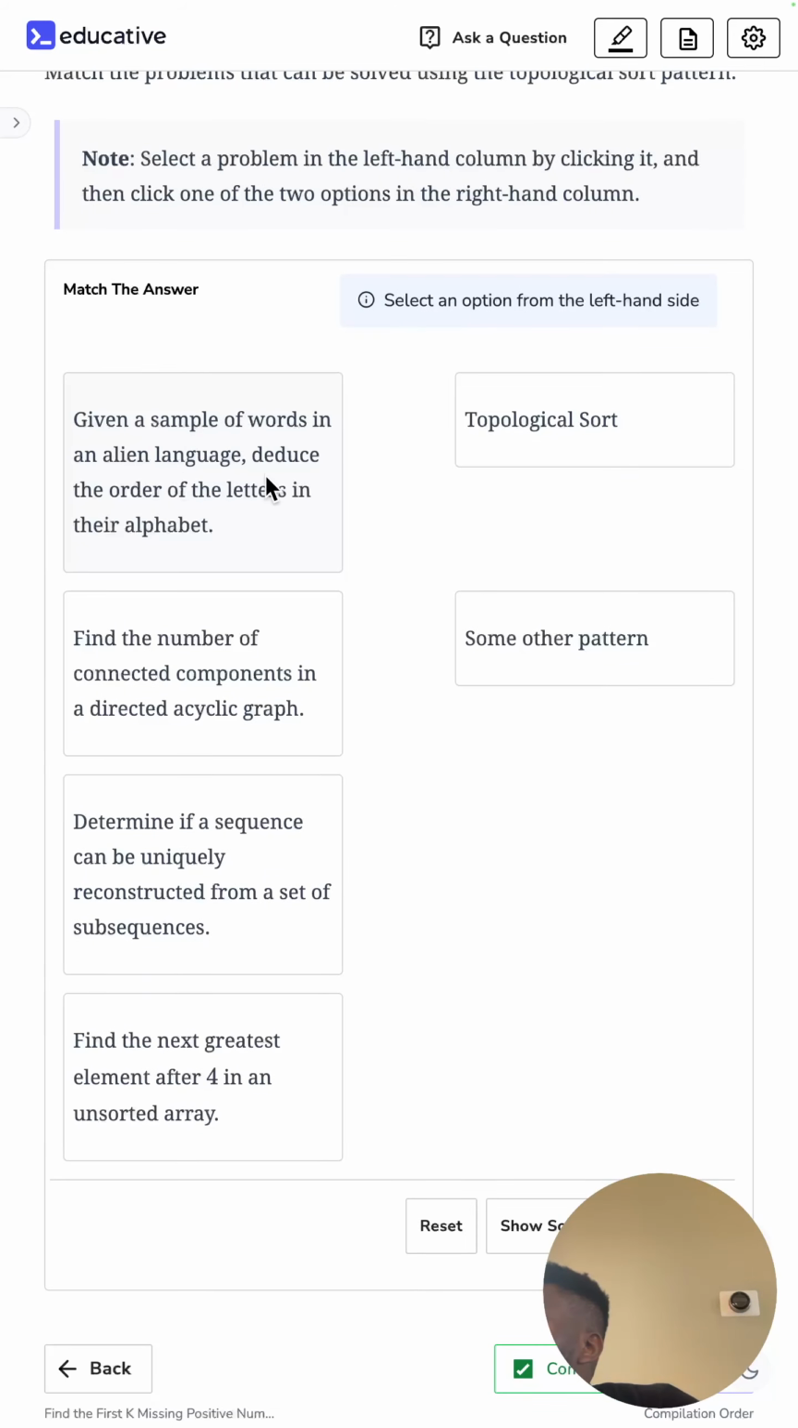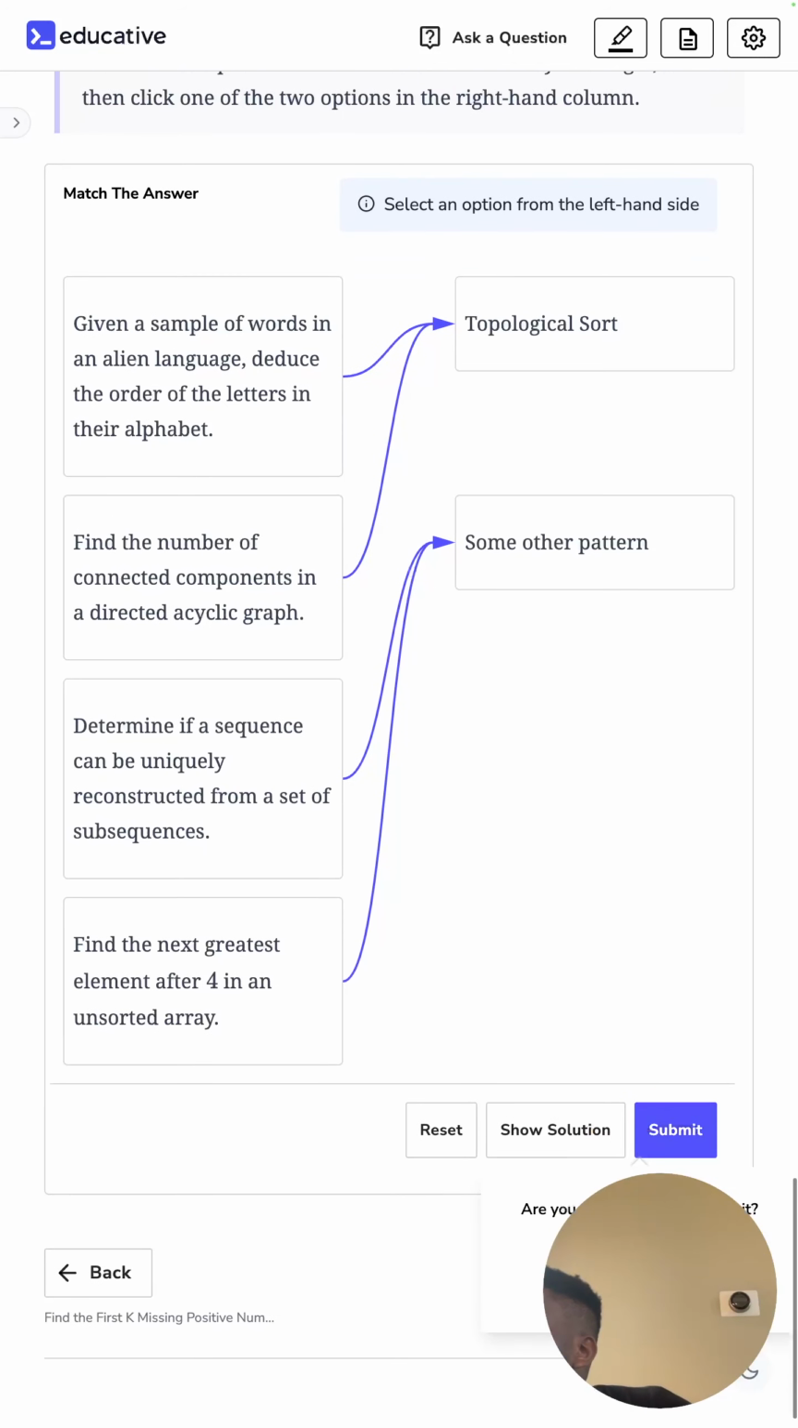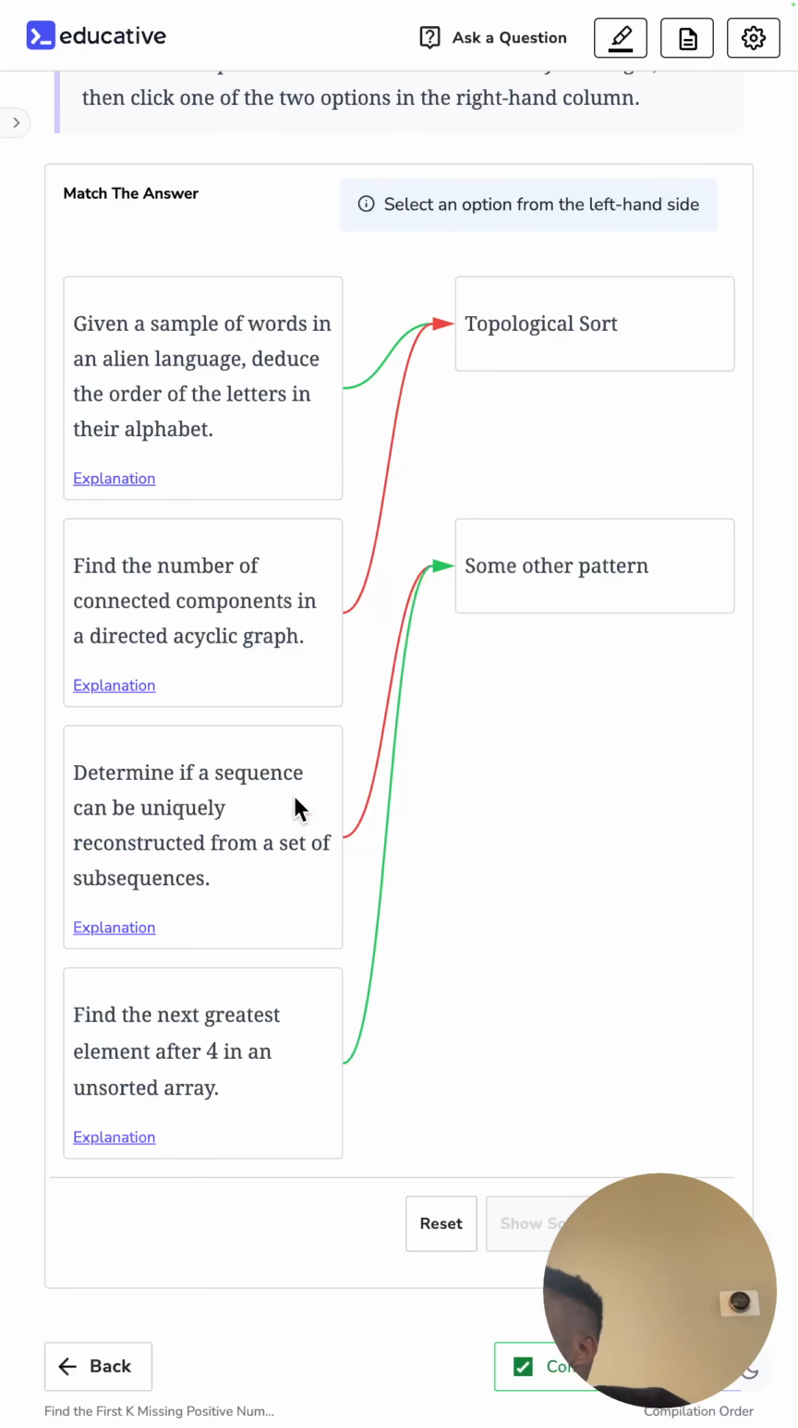And then strategy time. We have words in a dictionary. I'm just kind of cheating, but I know that already works. And then connected components in a DAG. Let's say this is uniquely constructed from subsequences. I'm gonna say this. Did I get it? Oh, I got one wrong. I got two wrong actually.